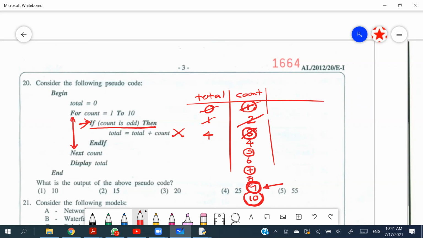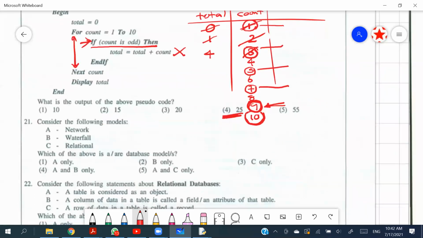Right? So your final answer is going to be 1 plus 3 is 4, 4 plus 5 is 9, 9 plus 7 is 16, 16 plus 9 is 25. So your final answer is going to be the fourth one, 25.